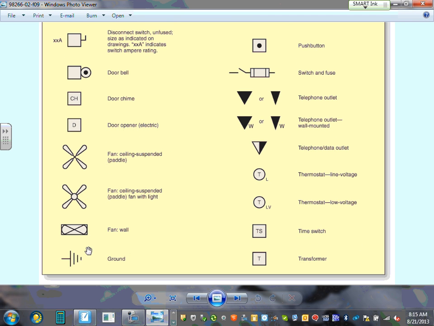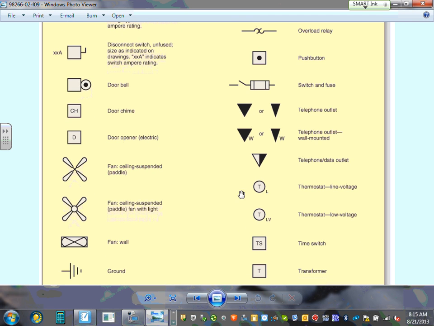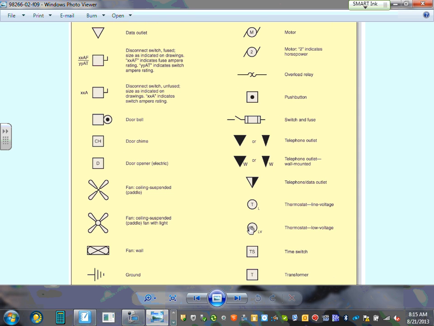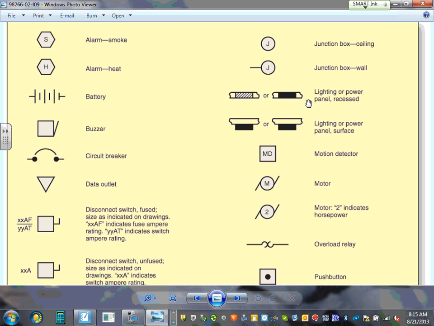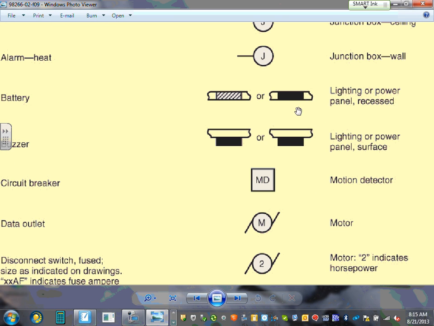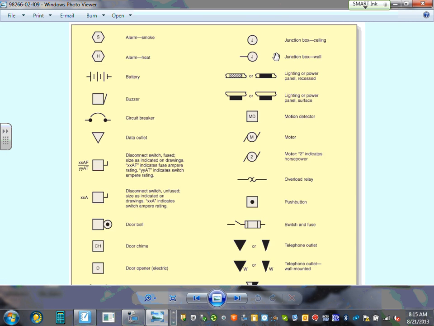Look at the fans over here. Grounding and TV and phone and so forth. All these are lighting or power panel recessed. Look at the recessed panel, surface mounted panels, and so forth. When we go to Revit, you're going to see that when you grab a panel, it's going to be a surface mounted panel. What is a surface mounted panel? You throw it on a wall. What is a recessed panel? In the wall. This is the terminology you need to know when we work with this equipment.